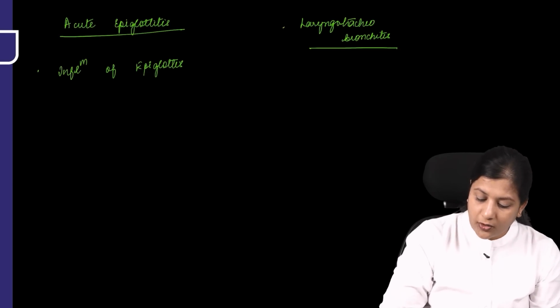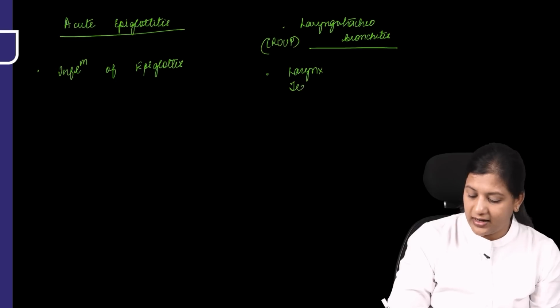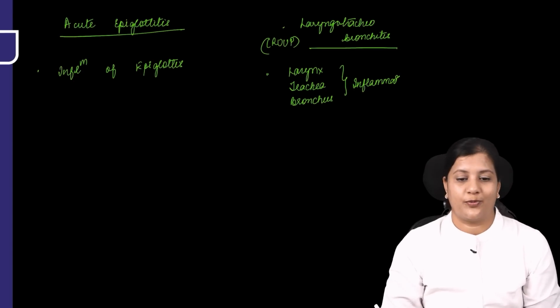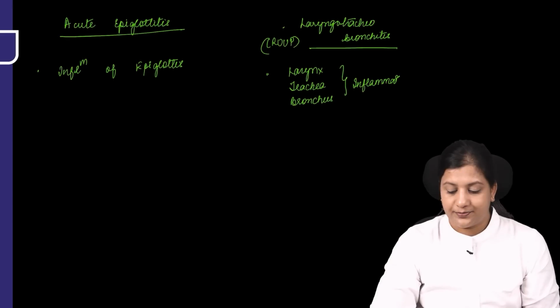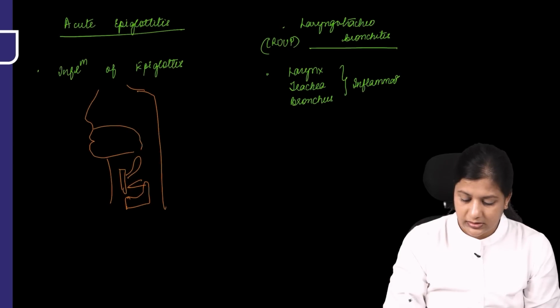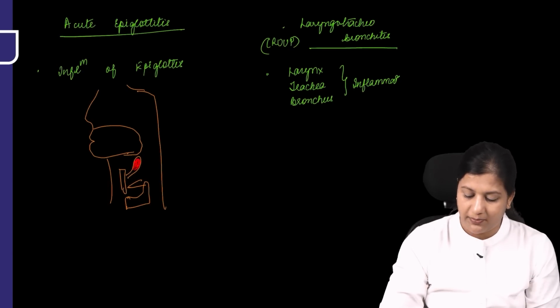What happens in laryngotracheobronchitis, which we also call Croup? There is not just inflammation of the larynx, but there is inflammation of the larynx, trachea, and the bronchus. So all the three are inflamed. So inflammation of the larynx, trachea, and the bronchus, we call it Croup. Now epiglottitis. As you see in the image, there is inflammation of the epiglottis.